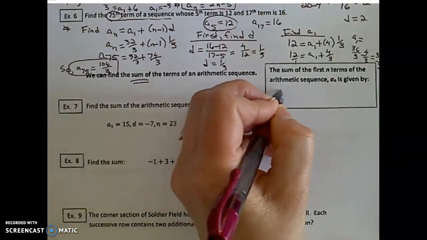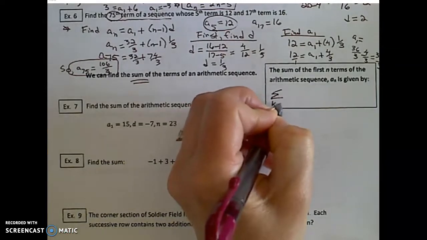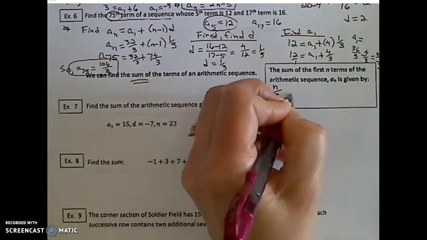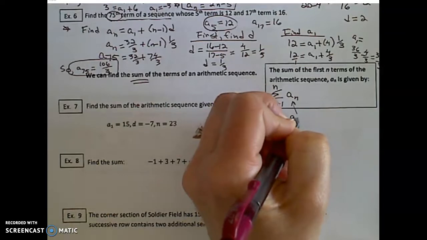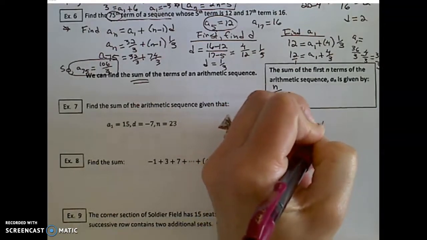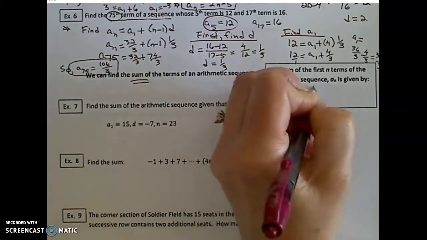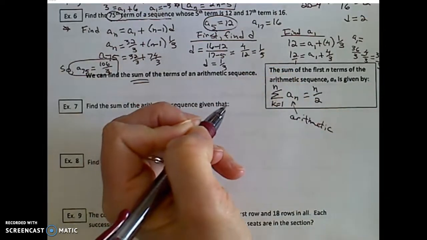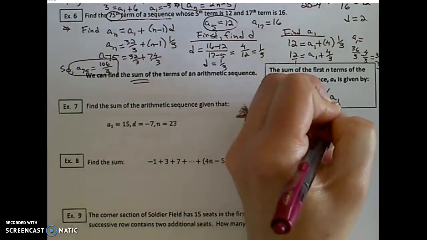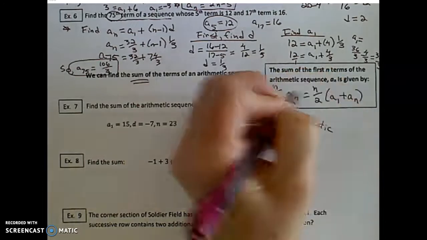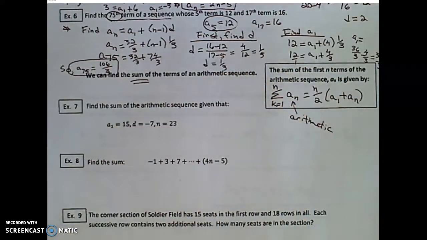The sum of an arithmetic sequence, the sum from k equals 1 to the nth term of an arithmetic sequence. We have a special formula to find the sum of an arithmetic sequence: it's always the number of terms divided by 2 times the first term plus the last term in that sum.